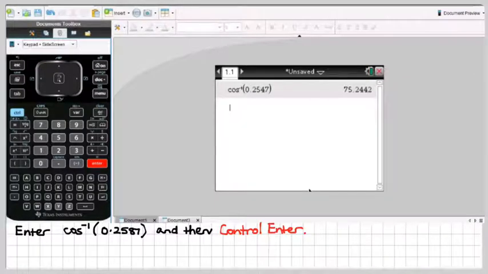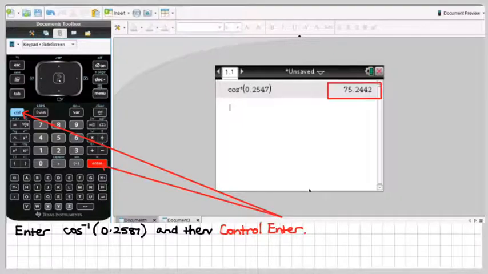Now, enter inverse cos, using the trig menu, of 0.2587, and then hit Control Enter, and you'll get this. That's the answer, 75.2442 degrees. But we've got to answer this to the nearest minute, so we've got to dissect this 0.244 degrees down into how many minutes and how many seconds that is. So how do we do that? That's Control Enter, and that's what you get. So the answer is 75.2442.